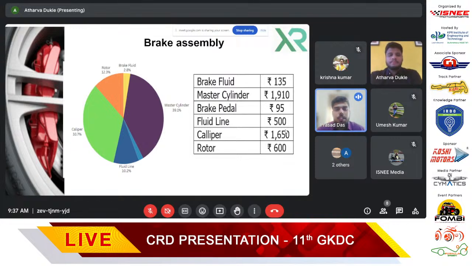The brake assembly pie chart has been presented here with the percentage of how much cost is incurred by each of the components. We can see the caliper is around 33.7%, while the rotor is 12.3, brake fluid is 2.8, master cylinder 39.1, and fluid line is 10.2, and each of the costs in figures has been mentioned in the table. Next slide.